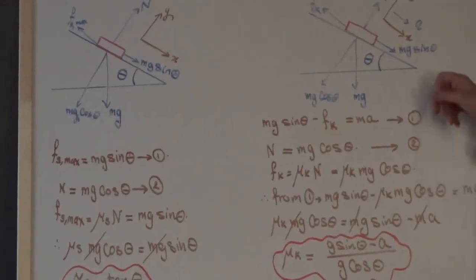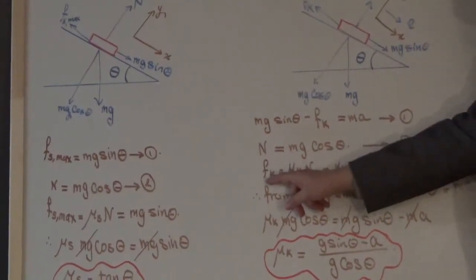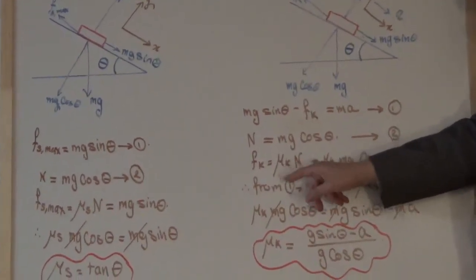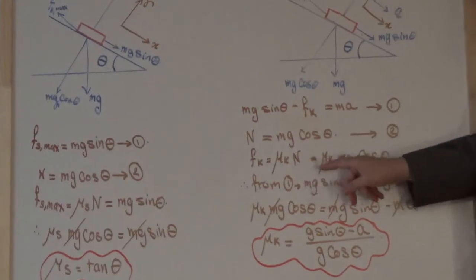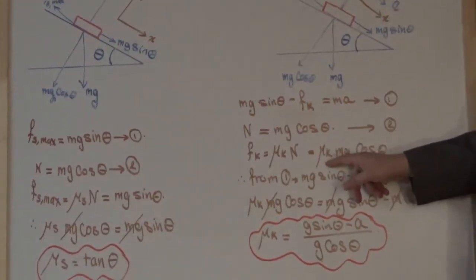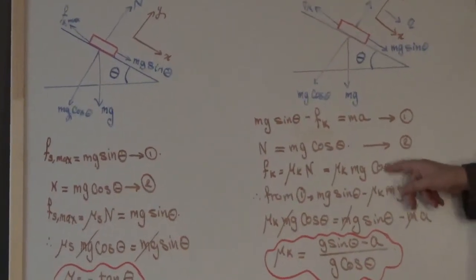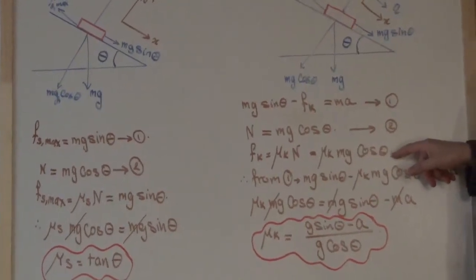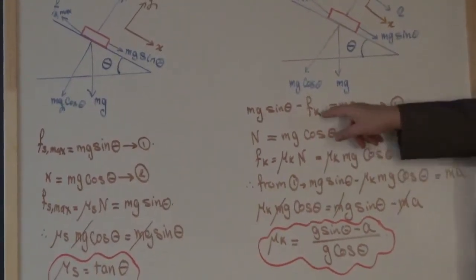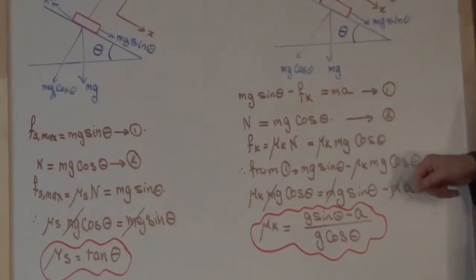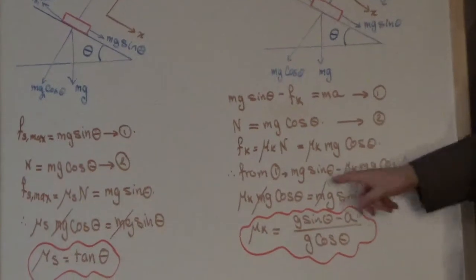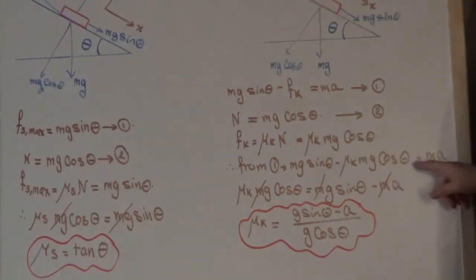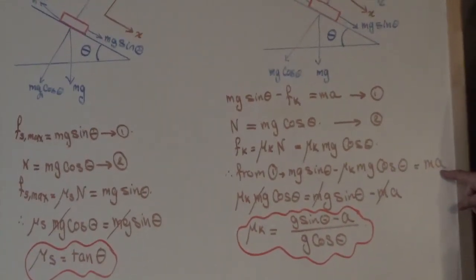Now guys, by substituting the kinetic friction force with mu k, the coefficient of kinetic friction, times the normal force, that will give me the coefficient of kinetic friction times mg cosine theta, as you can see here, according to equation number 2. So now we can substitute F sub k right here in equation number 1. When we do that, we will have mg sine theta minus mu k mg cosine theta. So that will give me mass times acceleration.